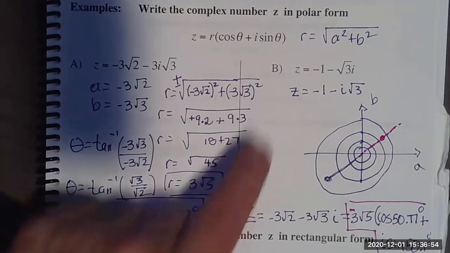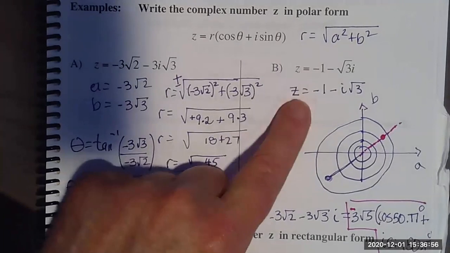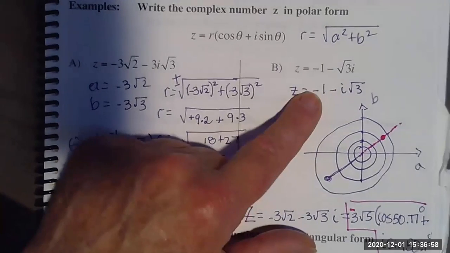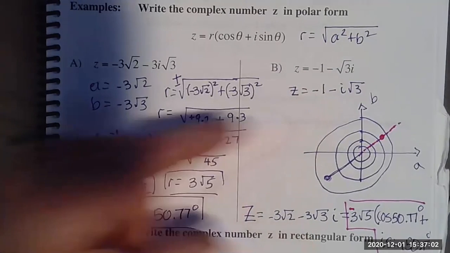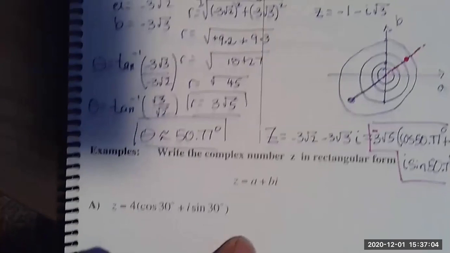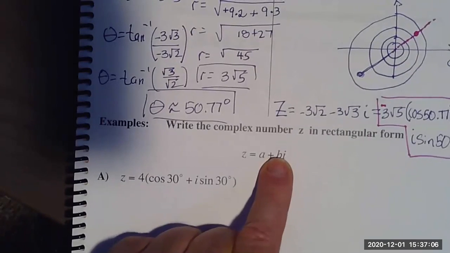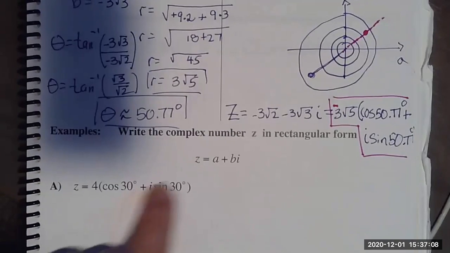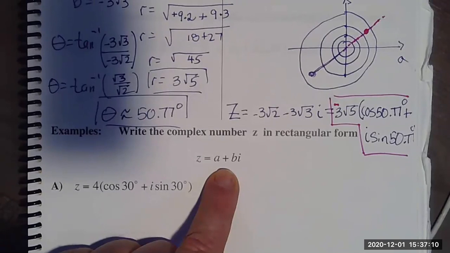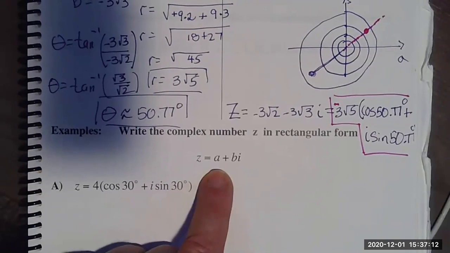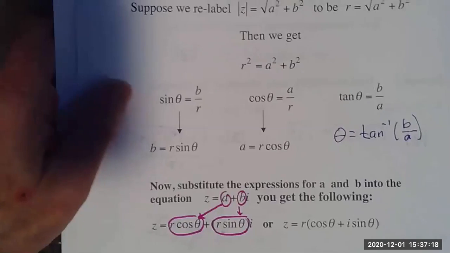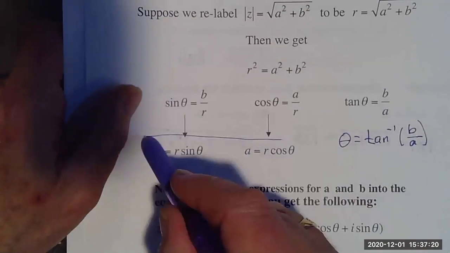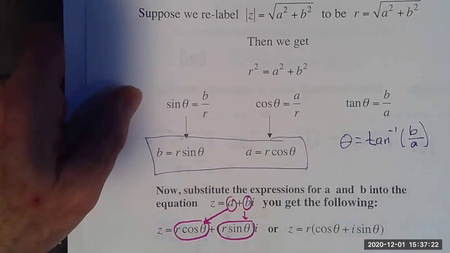I'll let you do this one on your own. It'll be very similar. It's even in quadrant 3 again, so it'll be very, very similar. Okay, this goes the opposite direction. So here's polar form. Put it in this form. So I need an A and a B over here. Here you go. There's your A and the B.